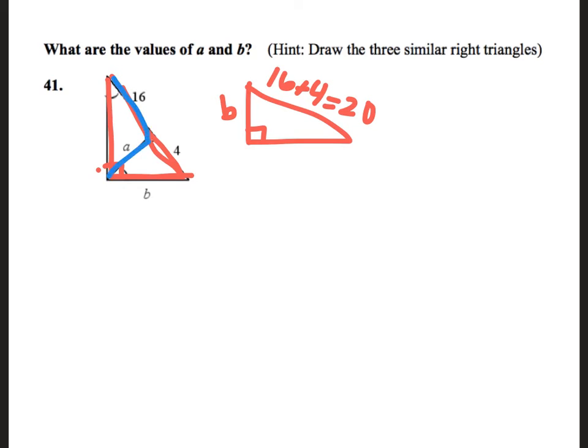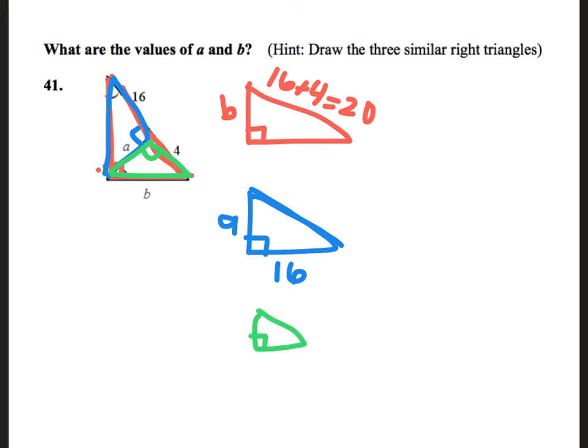Now we have this little guy here, the medium one. Again, for my medium one, we have a right angle. We have A on the short side. We have 16 on the long side, but we don't have that hypotenuse. And my last one is going to be this little green one. Again, we have a right angle. On our short side we have 4, and our long side we have A. It's kind of hard to tell in my picture, but that's how it should go.